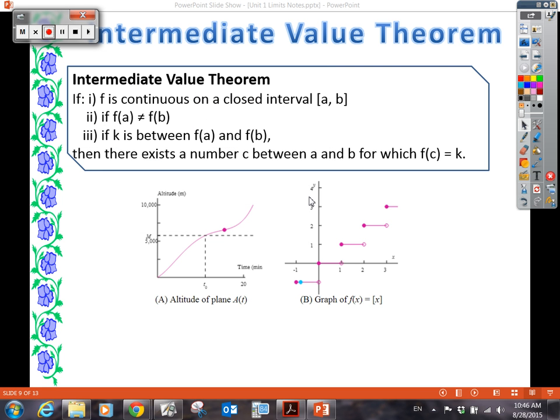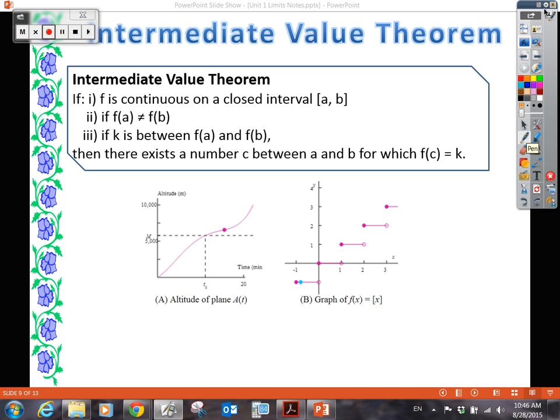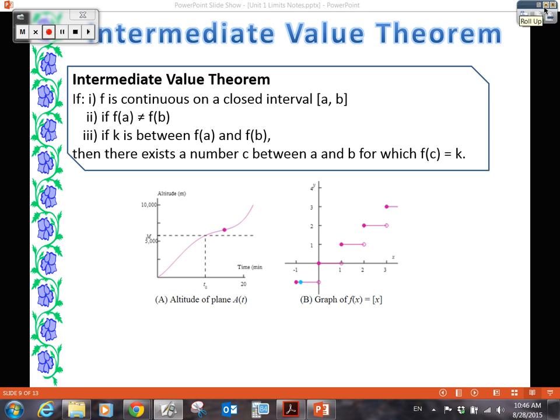Okay guys, let's take a look at today's lesson. We're going to be talking about the intermediate value theorem. There are about 3 or 4 theorems that are a really big deal on the AP test, and this is one of them. The intermediate value theorem, I've seen it in free response problems.